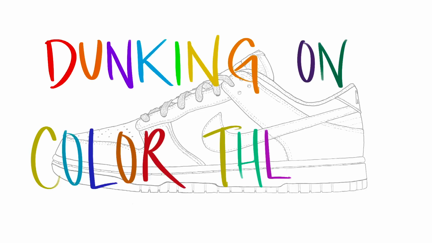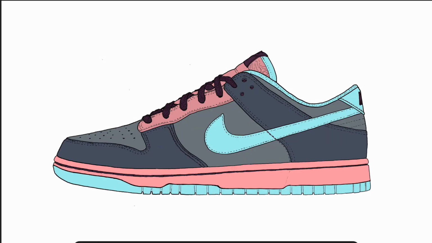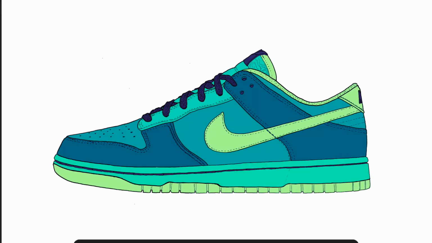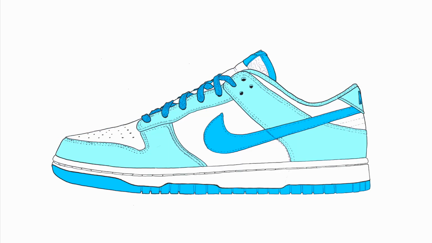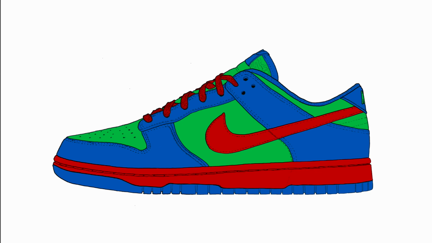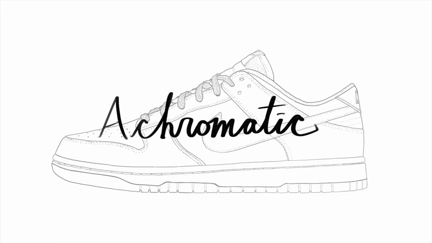Dunking on color theory. This is the iconic Nike SB Dunk Low. In today's video, we're going to use the Dunk Low to explain color theory. You're going to learn the way colors interact with each other, the major color groups, which ones work, and which ones not so much. The first color group is the achromatics.